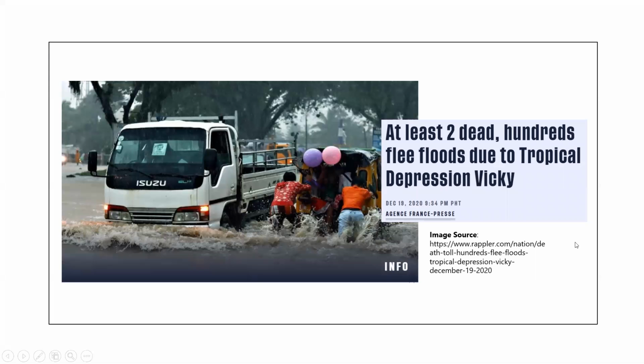Okay, so this is an example. Just last year, the news was published in December 19. It shows flooding because of the typhoon.